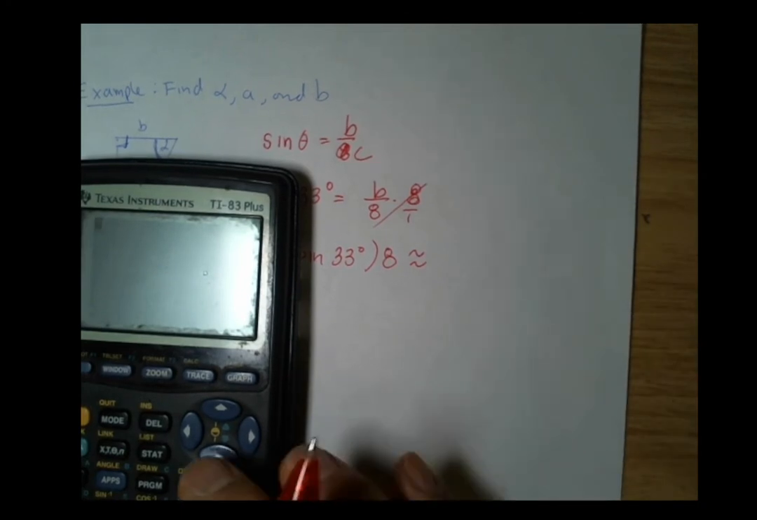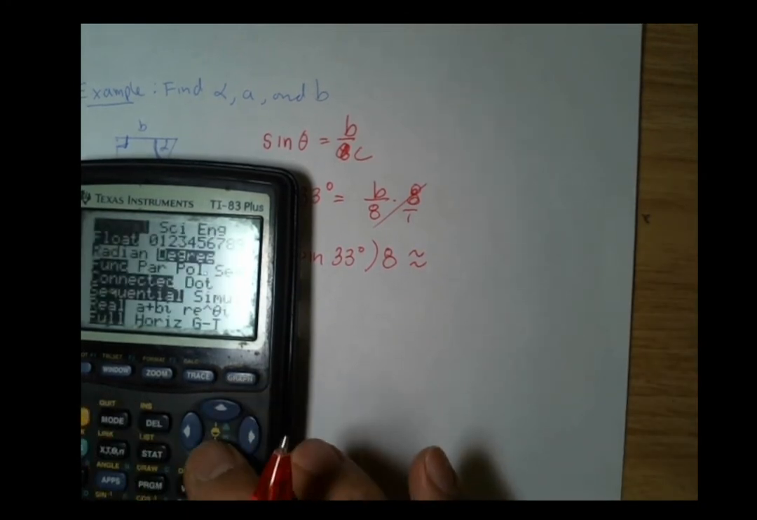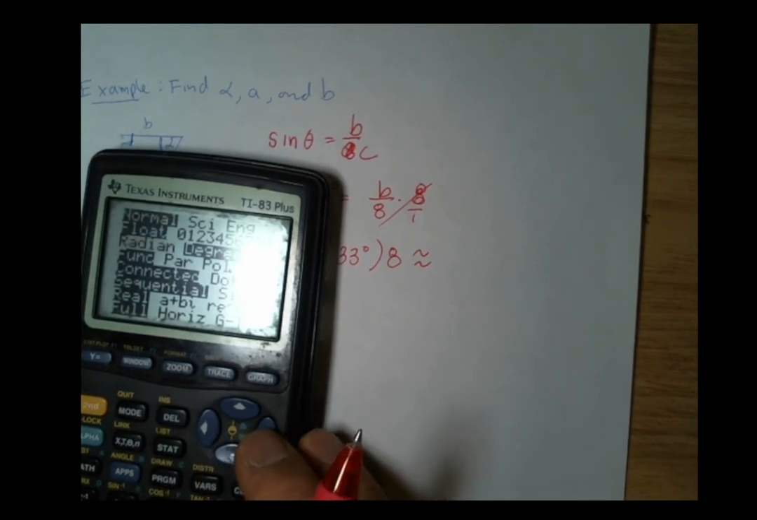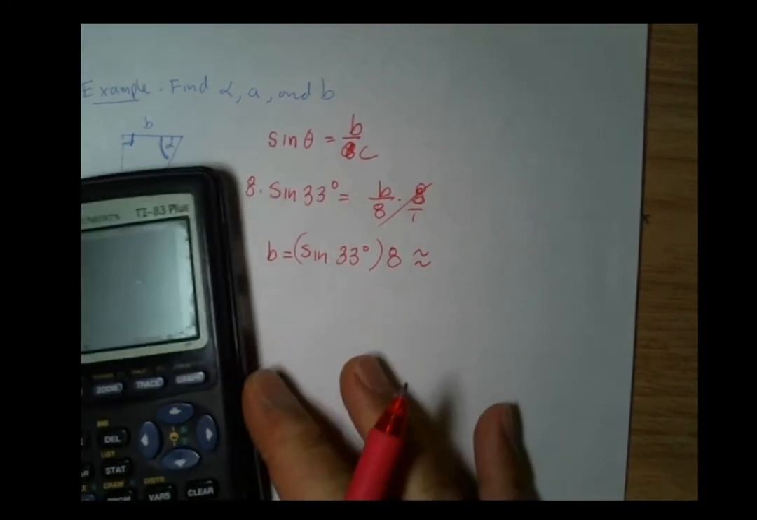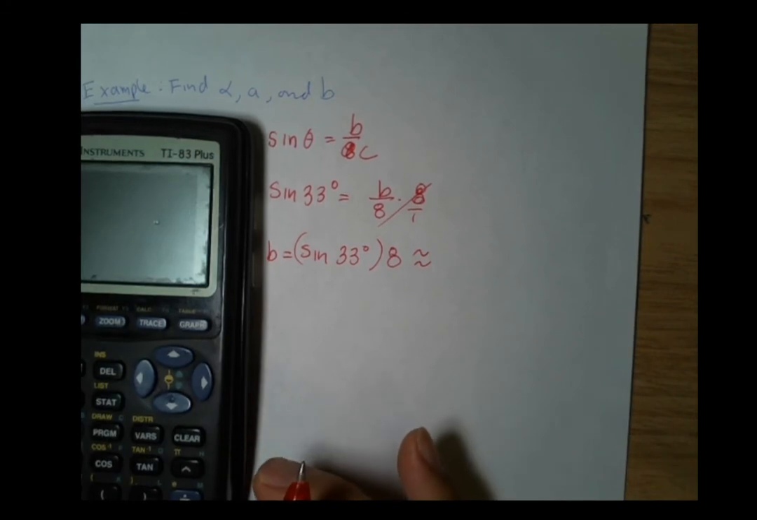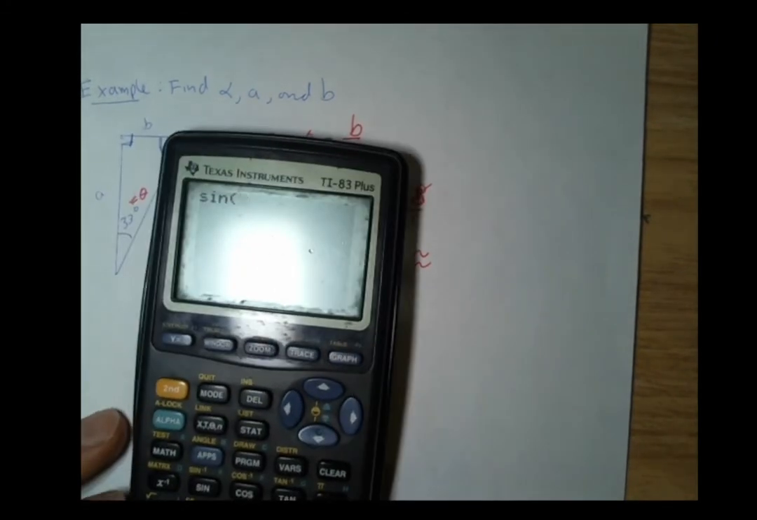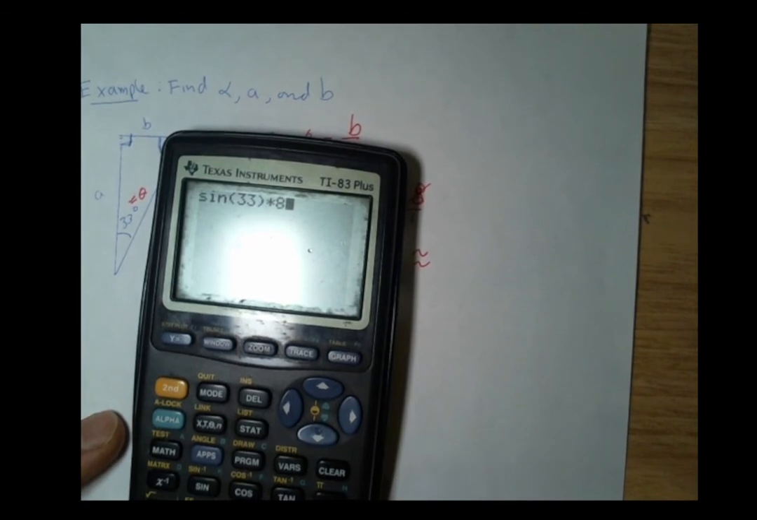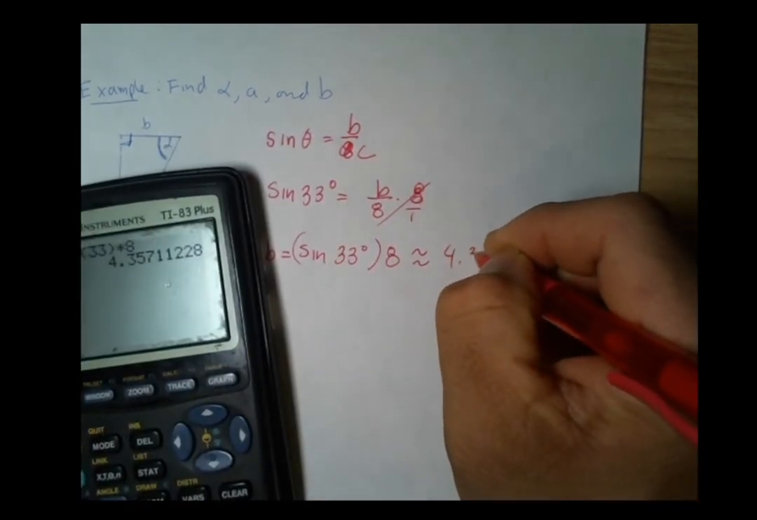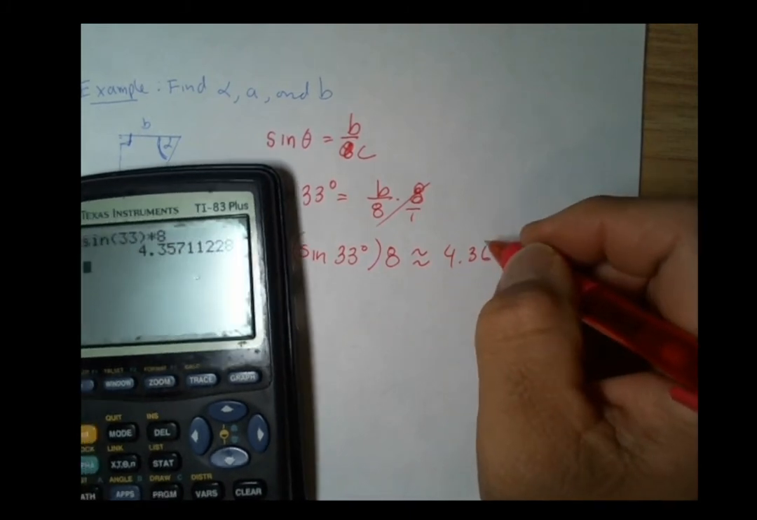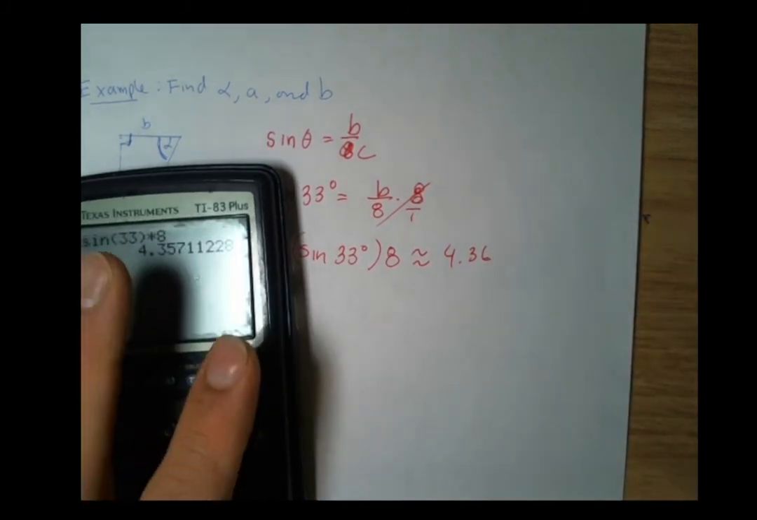First thing I want to make sure is that I am in degrees and not radians, which I am. So we'll do sine of 33, close parentheses, times 8. And we get 4.36, we'll call it, rounding to 2 decimal places.